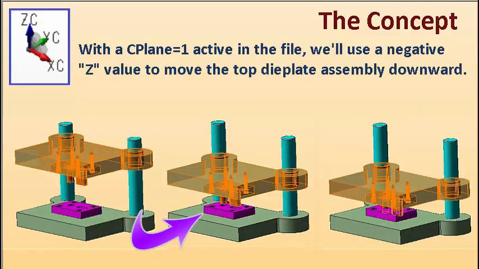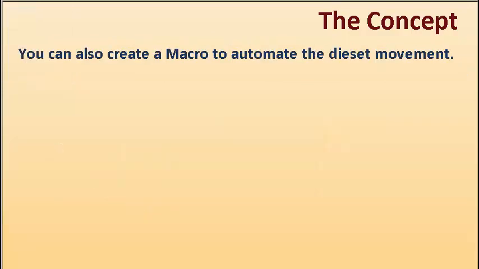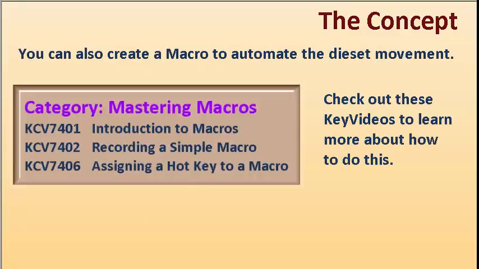With a C-plane equal 1 active in the file, we'll use a negative Z value to move the top die plate assembly downward. You can also create a macro to automate the die set movement. You can check out these key videos in our university to learn more about how to do this.